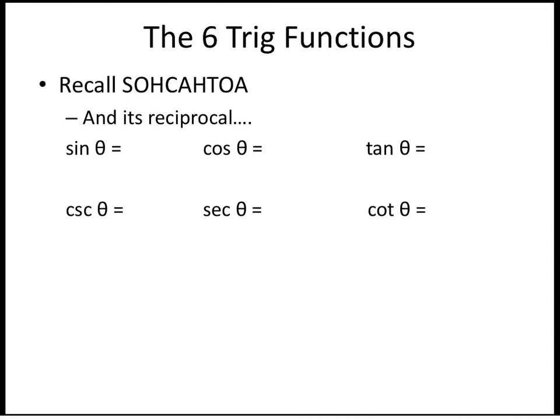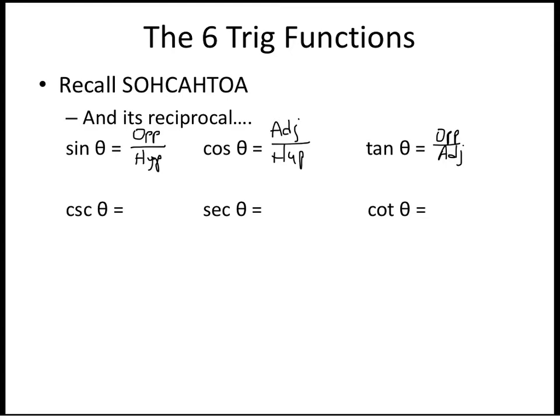So let's first recall our 6 trig functions, SOHCAHTOA. Okay, that's the abbreviation for the first 3, which says that sine of theta is equal to opposite over hypotenuse. Cosine of theta is equal to adjacent over hypotenuse. And tangent of theta is equal to opposite over adjacent. Okay, and these are the building blocks of all the trig functions.